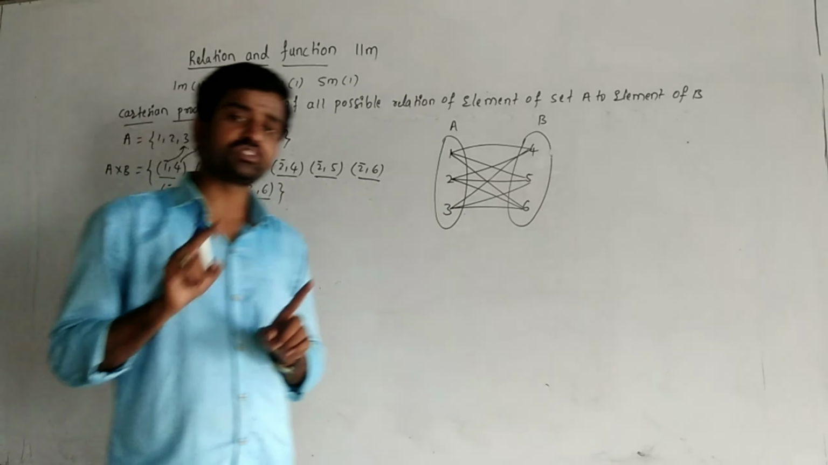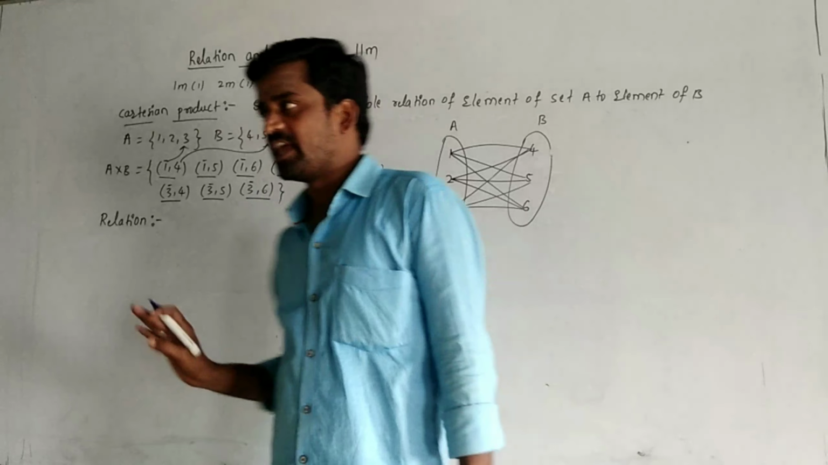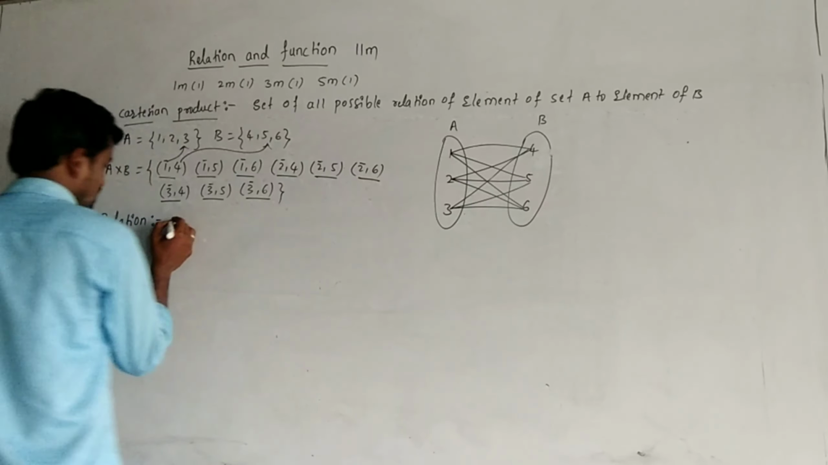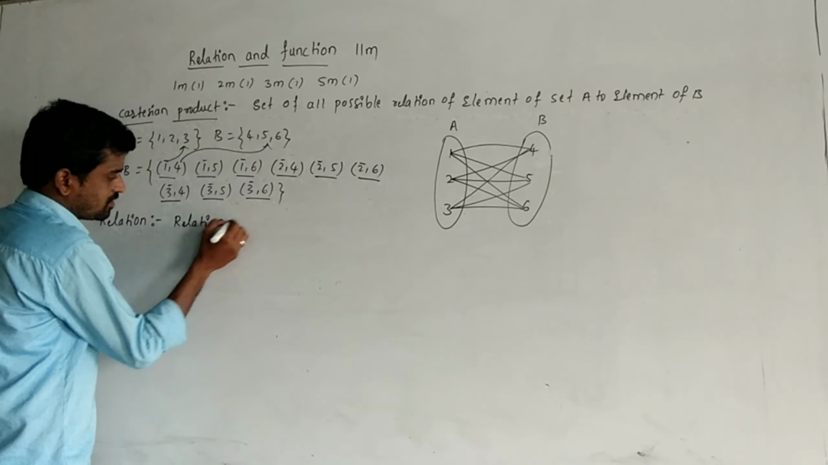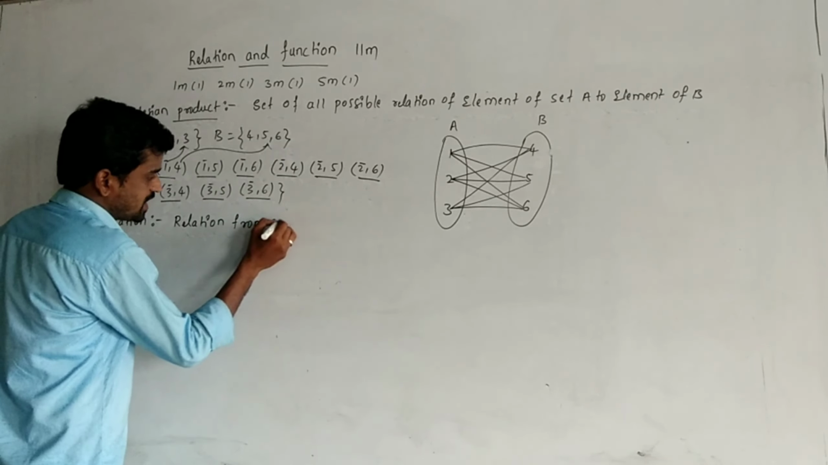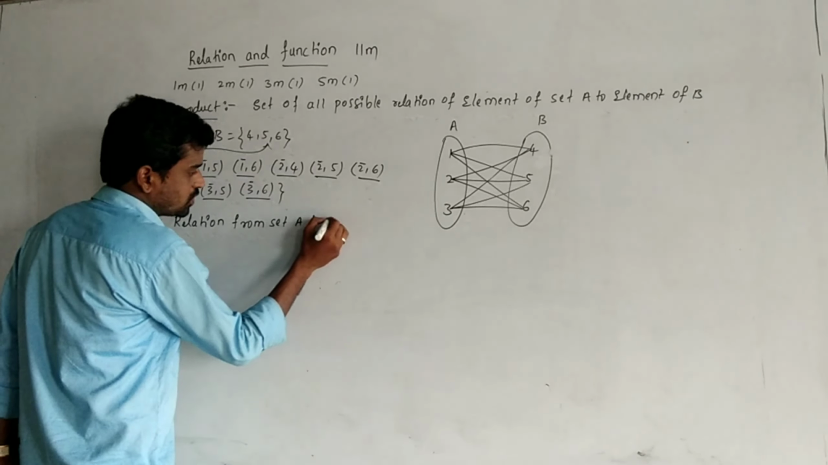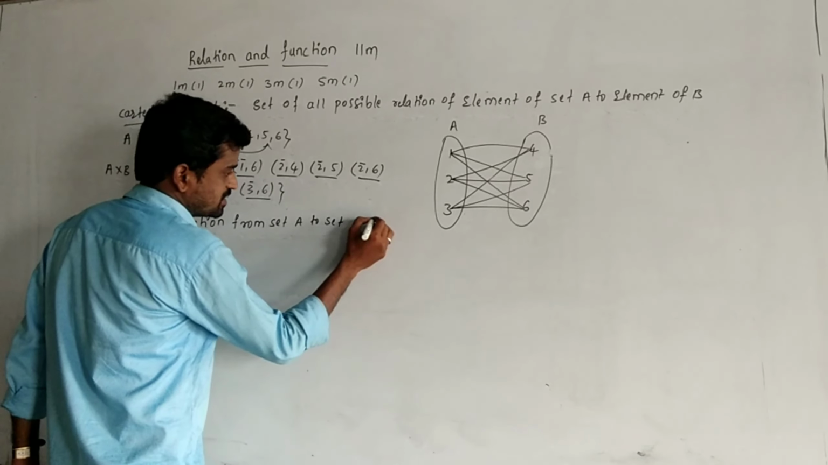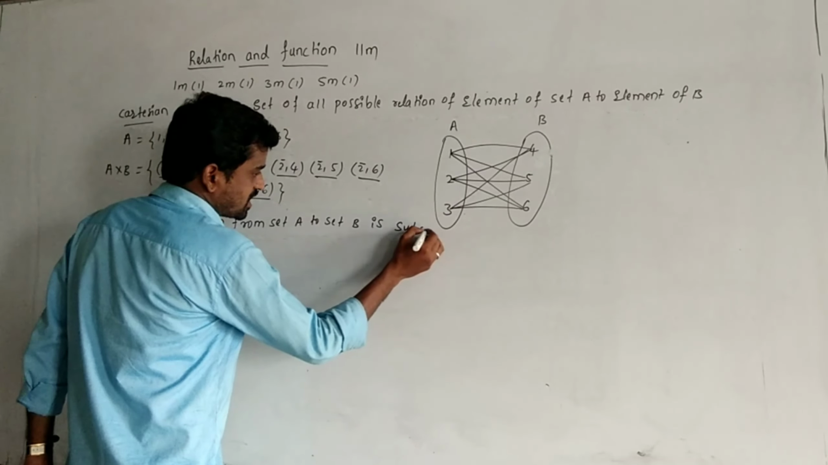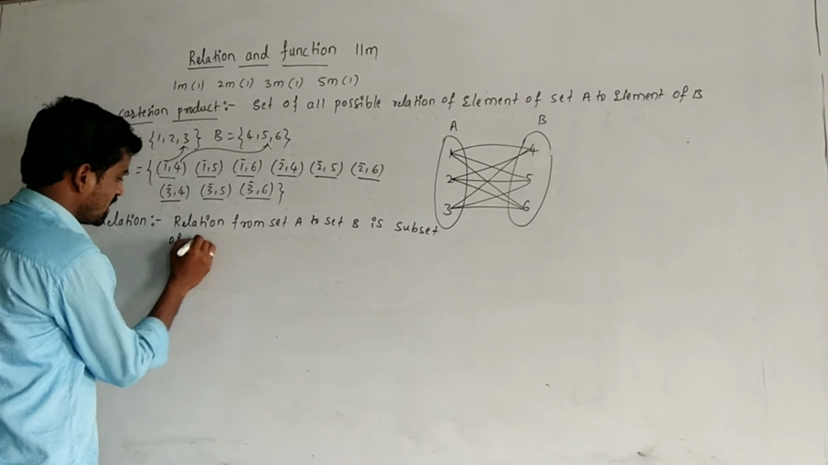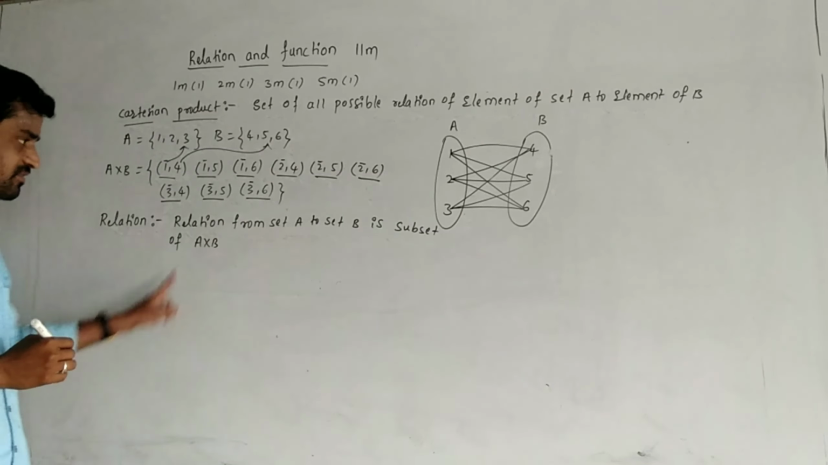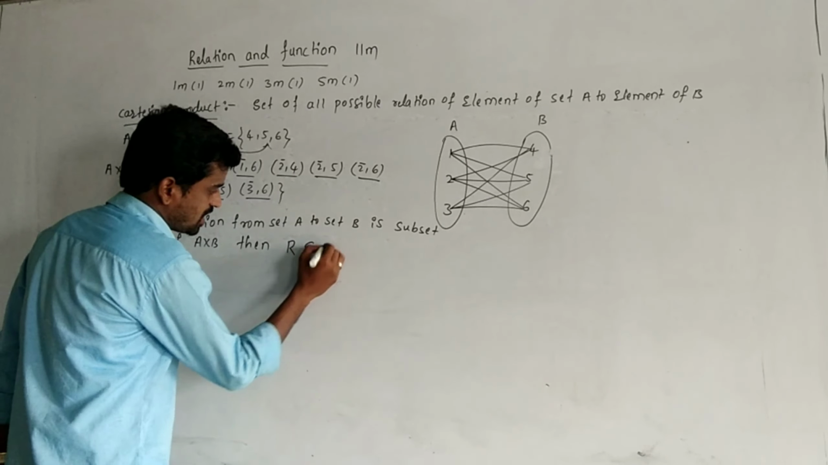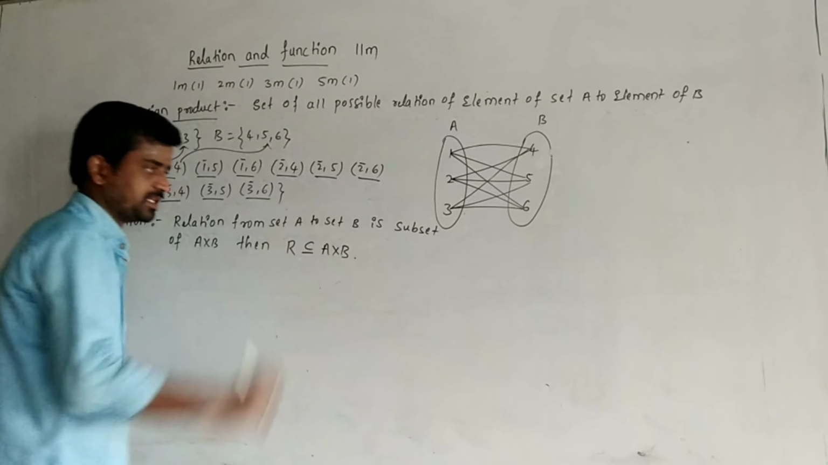Relation from set A to set B is subset of A cross B. The definition is relation from set A to set B is subset of A cross B. If R is subset of A cross B, then R is a relation.